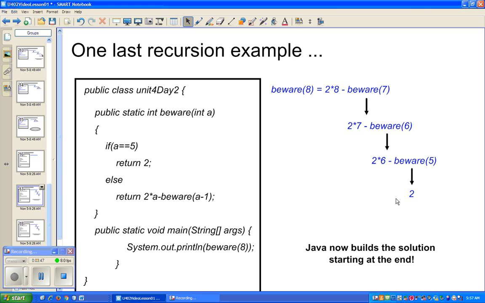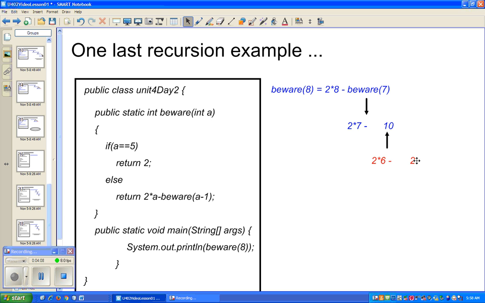It starts at the bottom. It says, I have a solution of 2. 2 is what beware 5 is. So it's going to replace the beware 5 with the number 2. And now it does this line of mathematics. It does 2 times 6 is 12, minus 2 is 10. So this answer is 10.